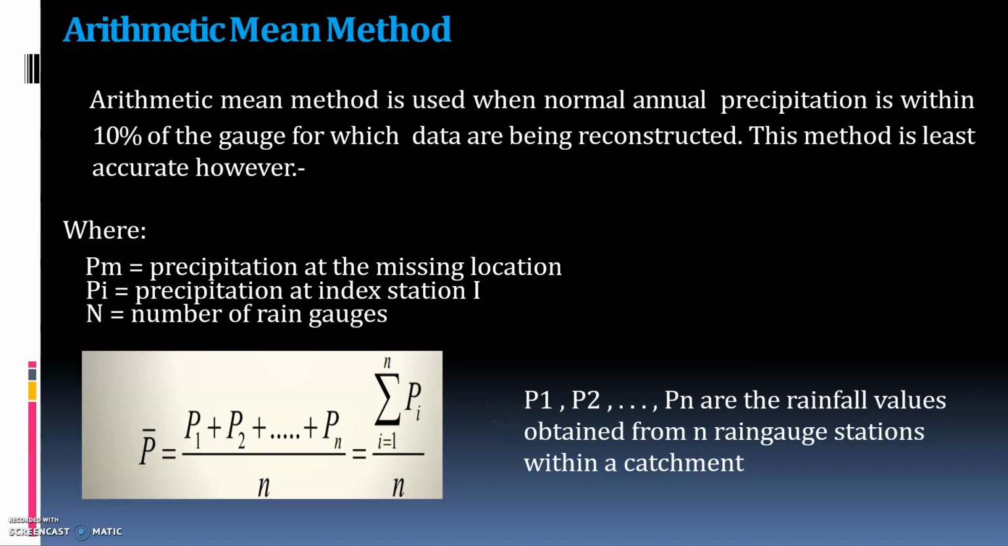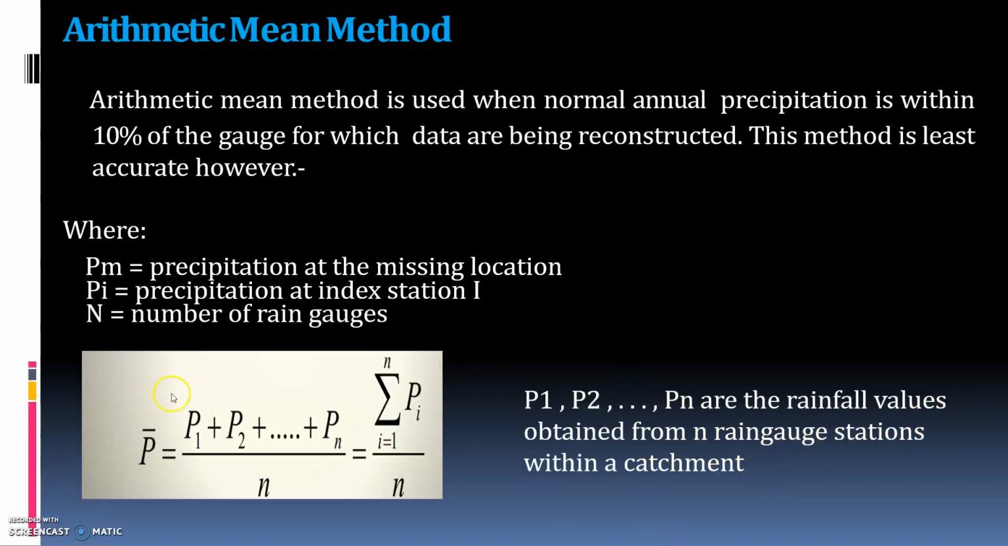According to this method, the missing rainfall Px of a station X is computed by simple arithmetic average of the rainfall at the nearby station in the following form. That is, P bar is equal to 1 by n of P1 plus P2 plus P3 till Pn, or you can write it as sum of Pi divided by n, where n is the number of rain gauges and P1, P2, Pn are the rainfall values obtained from n rain gauge stations within a catchment.